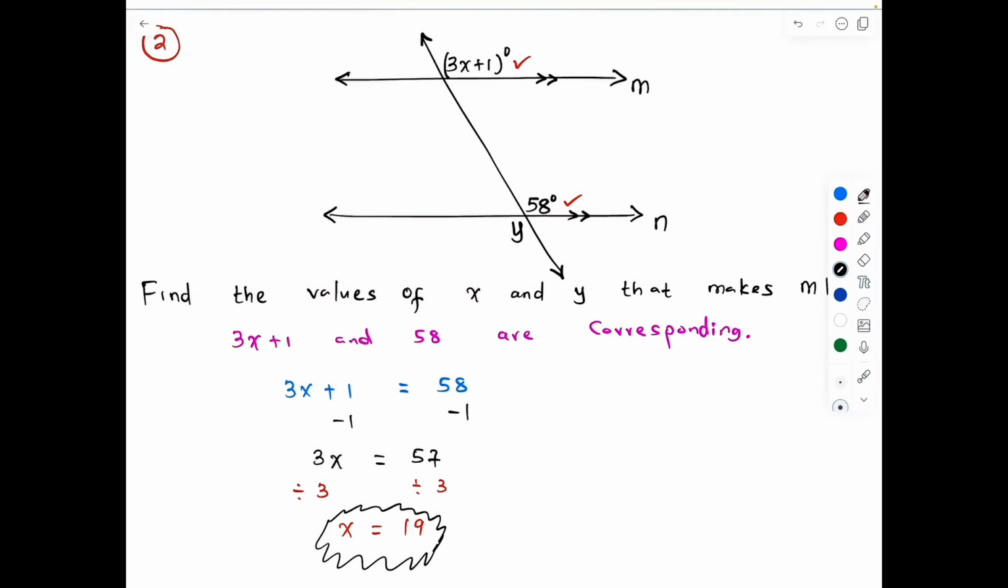So in this case, my y is equal to 58. How do we know that? Because we know that both y and 58 are vertically opposite angles. So they are vertically opposite angles.